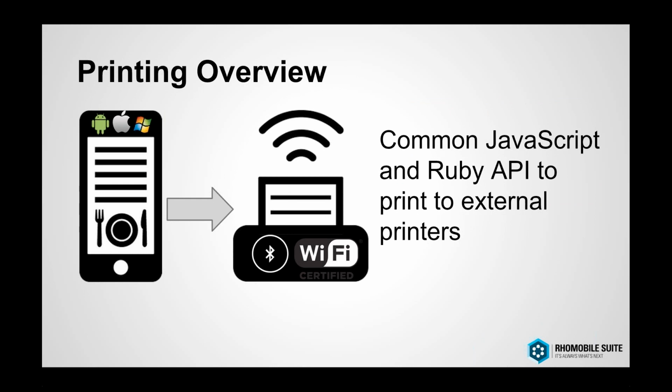It's what we've been calling these common APIs. This is the new way we're architecting our APIs that will give you the same capabilities on both JavaScript and Ruby. And this is the first implementation of it.